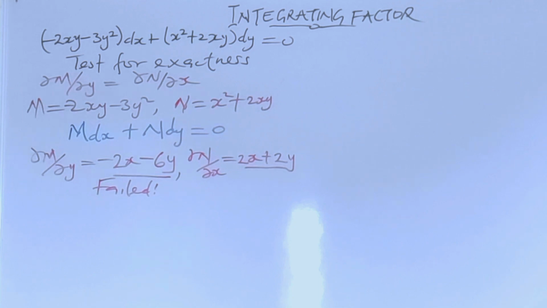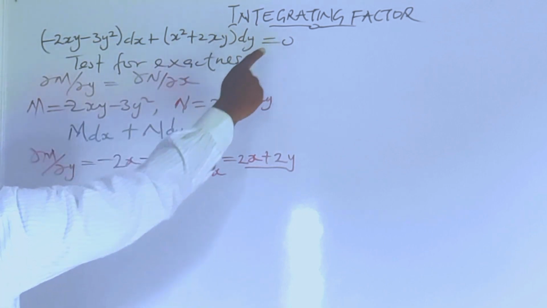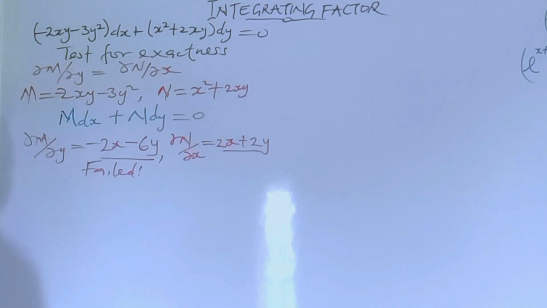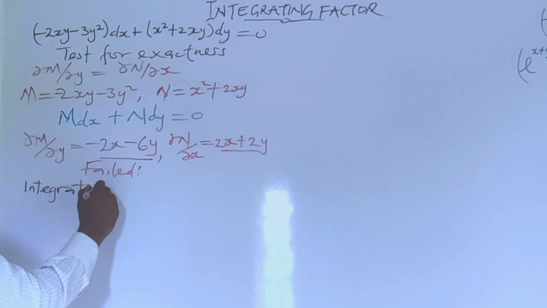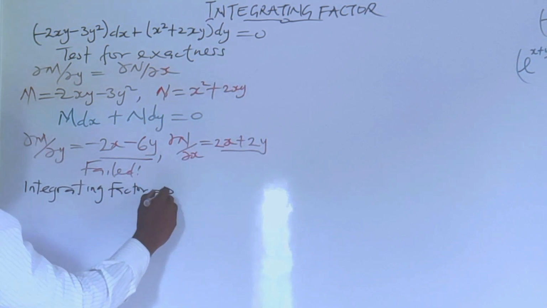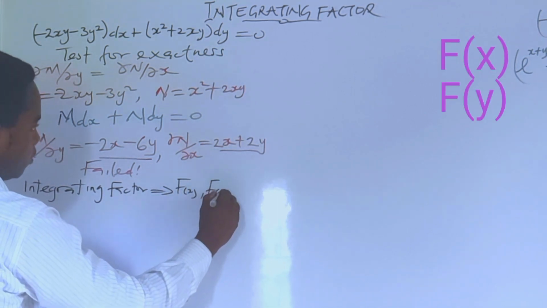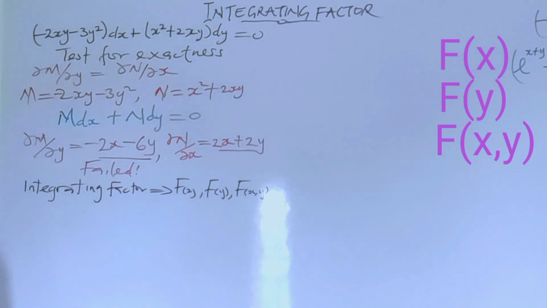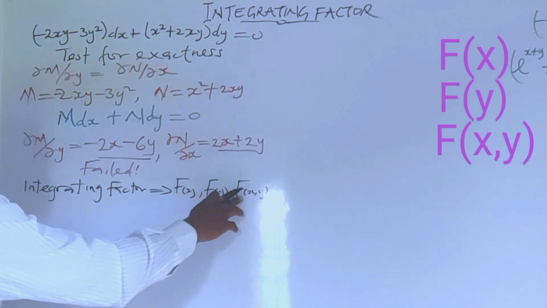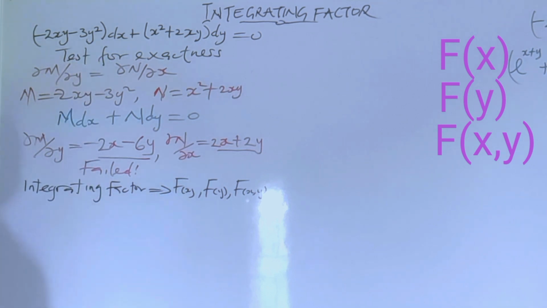If we can get a function that will be introduced into this equation to make it exact, we can continue solving this problem using the exact method. The function that can be introduced here that will make this exact is called the integrating factor. Now this integrating factor can be a function of x. There is a function of y as well that can serve the same purpose, and even a function of x and y. So these functions exist that can serve as the integrating factor for this equation.